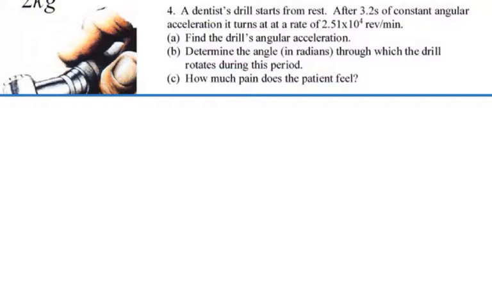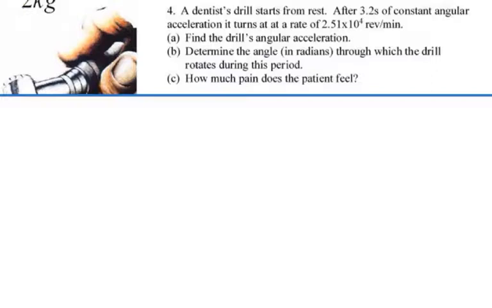Here's sample test problem number 4. The dental drill starts from rest. After 3.2 seconds of constant angular acceleration, it turns at a rate of 2.51 times 10 to the 4 revolutions per minute. Find the drill's angular acceleration.